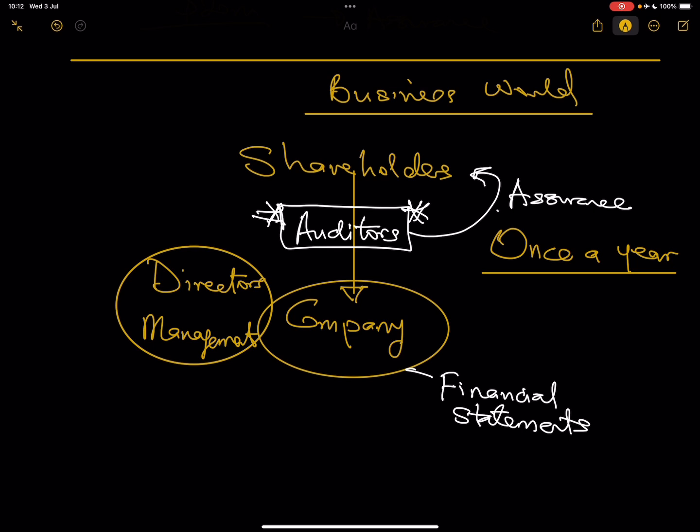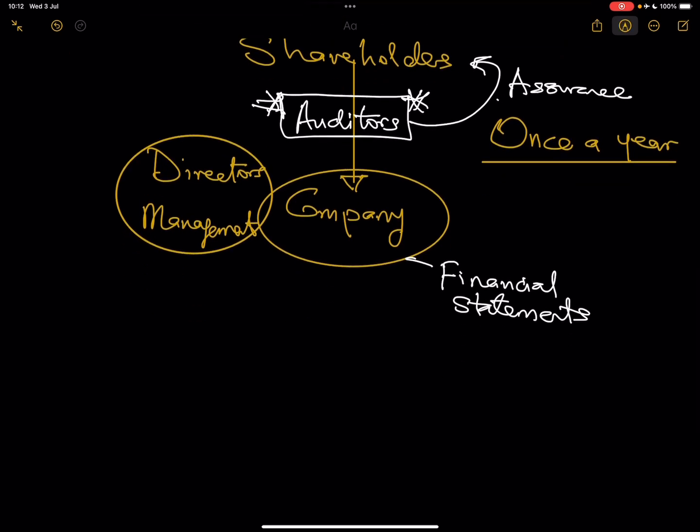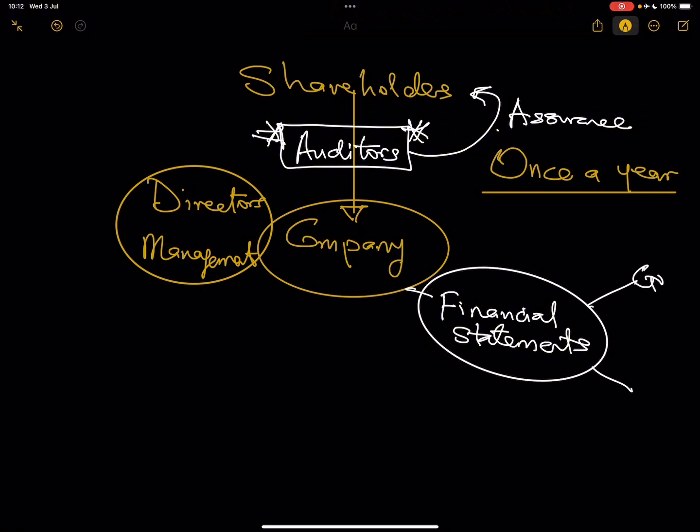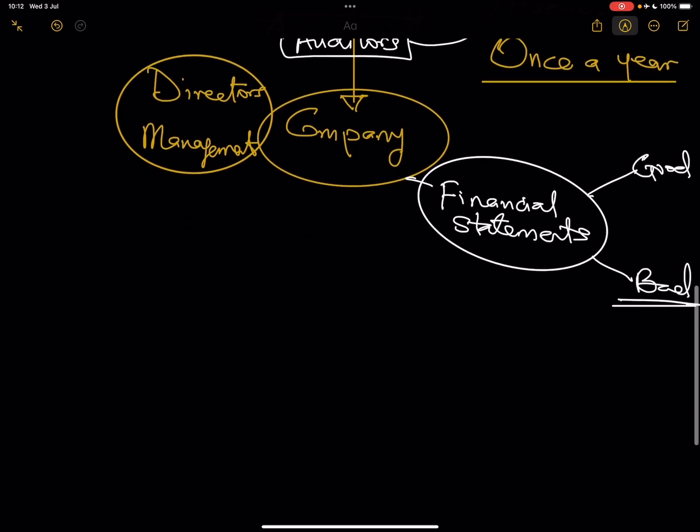And that assurance can be either that the figures are okay, that means they are correct, or they are not correct. So it's either a good outcome or a bad outcome. And that is what you get in the report of the auditors. So that is the assurance concept. It's because the shareholders want to have confidence in the financial statements that the company has provided during the AGM, and that is why they need the support of the auditors in order to do that.